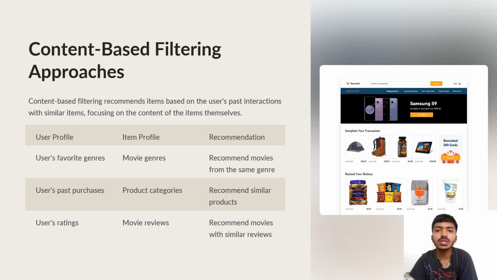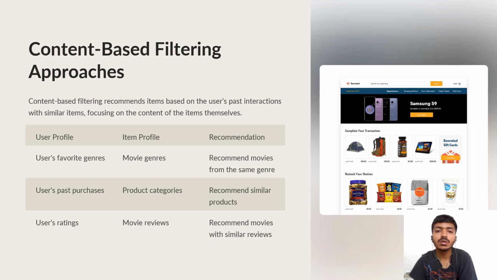Content-based filtering is a recommendation system approach that relies on features of items and the preferences of users to generate recommendations. Here are the primary approaches used in content-based filtering. First, feature representation. This is the process of describing items using a set of attributes or features. For example, for movies, features could include genre of the movie, director, cast, and keywords.